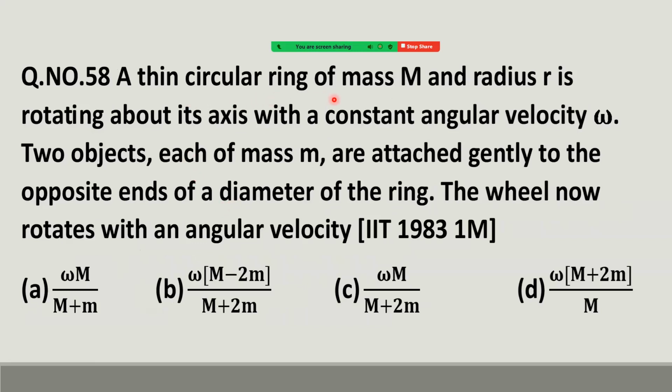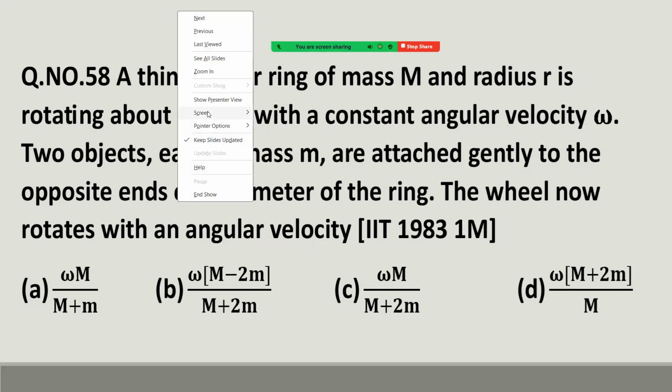A thin circular ring of mass capital M, radius small r, is rotating about its axis with a constant angular velocity omega. Two objects, each of mass small m, are attached gently to the opposite ends of a diameter of the ring. The wheel now rotates with an angular velocity? Initially, it was only the ring, now attaching two objects at the ends of a diameter. So what happens to the omega value?